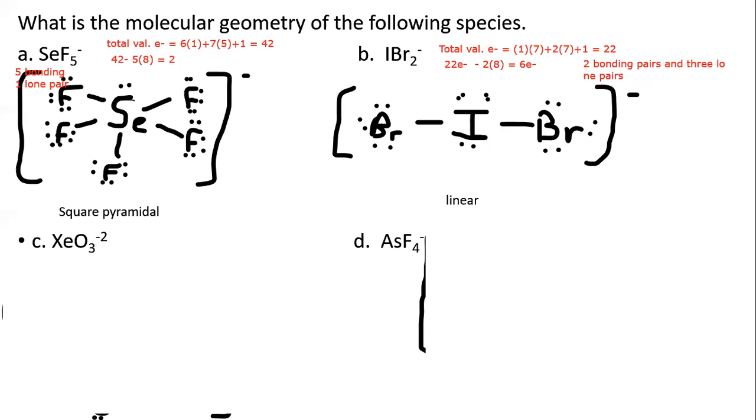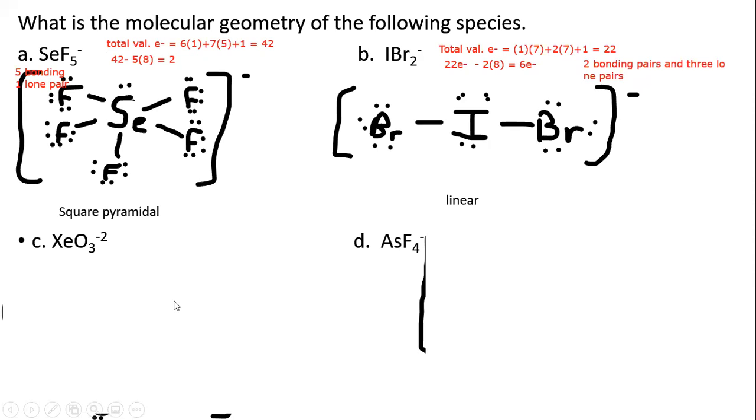So they're sitting in the plane of the paper, and above and below the plane of the paper, you have bromine atoms. So those are 180 degrees apart from each other, and that's why it's linear geometry.